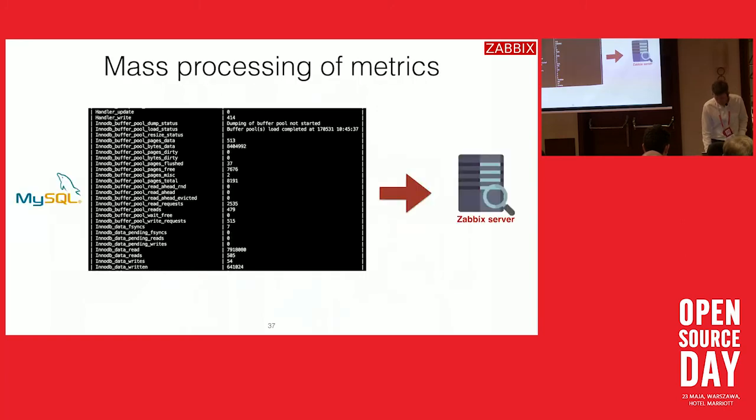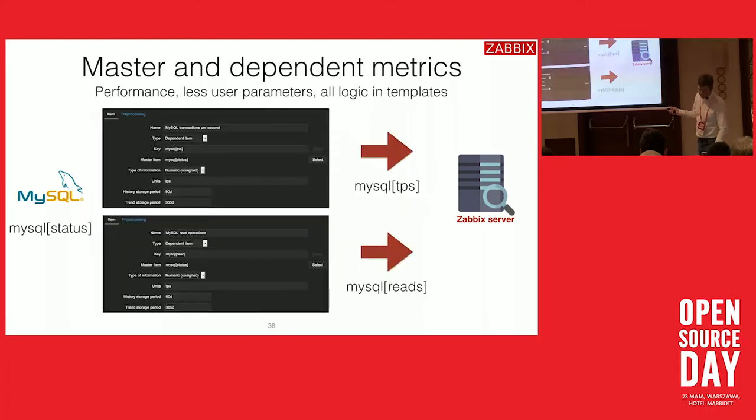And the mass processing of metrics as well. Let me repeat. For example, if you want to monitor the status of MySQL, we may use just a single master item, which would return all metrics, like MySQL extended status or MySQL status. There are tons of metrics, and then Zabbix server can split those metrics into real time series data, like MySQL transactions per second, MySQL reads, number of select statements, update statements, delete statements, and so on and so forth. So this is a very powerful feature. Any questions? Okay.